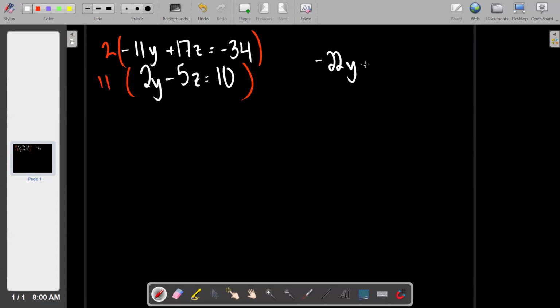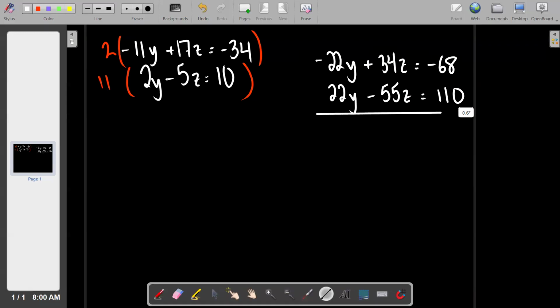Plus 34 equals -68. And then the bottom equation? 2y is 55z equals 110. And now we've just created exactly what we wanted.